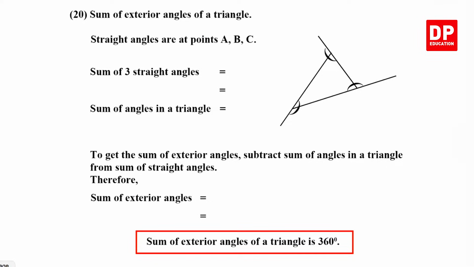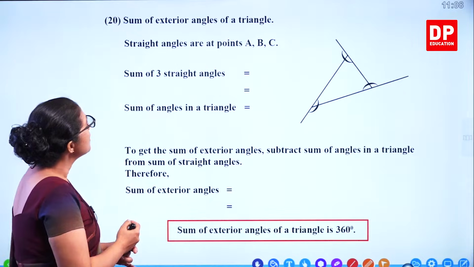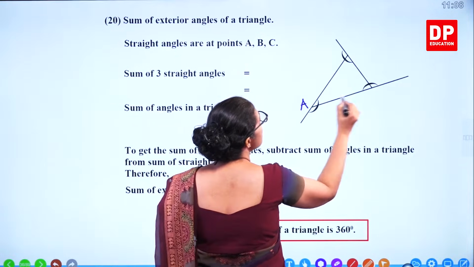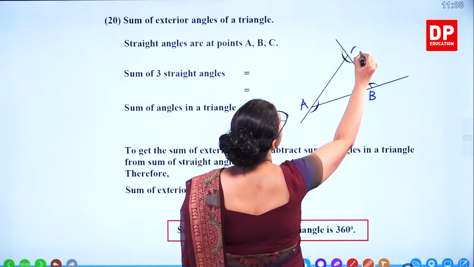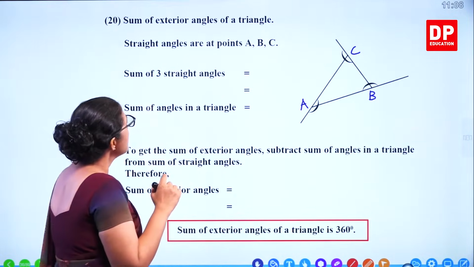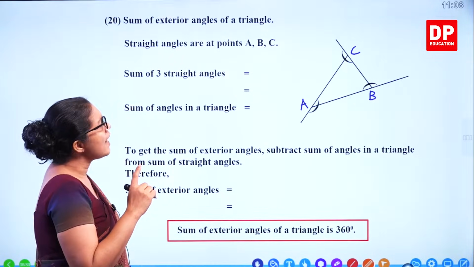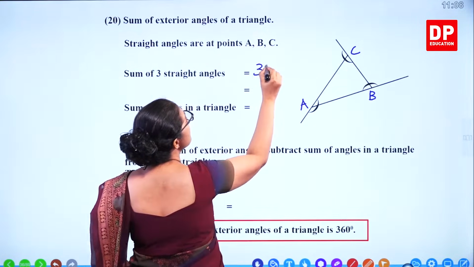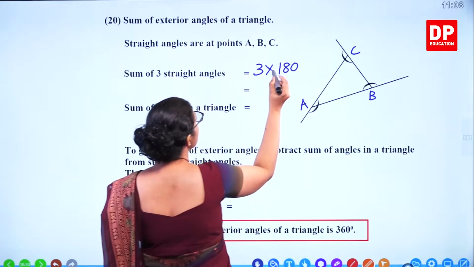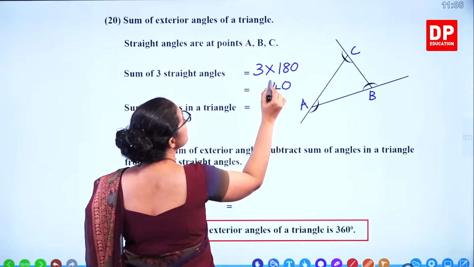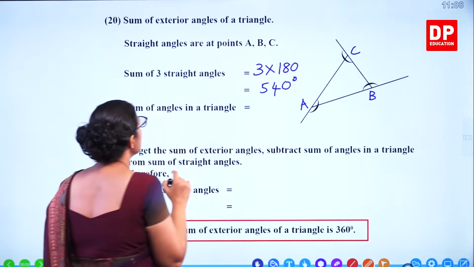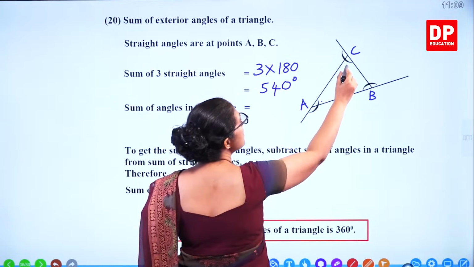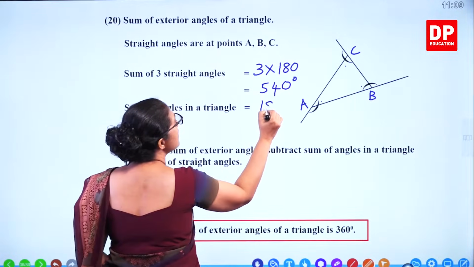Sum of exterior angles of a triangle. Straight angles are at points A, B, C. So we label this A, this B and this C. So the sum of 3 straight angles: 3 into 180, 540. The sum of angles in a triangle, these 3, is 180.